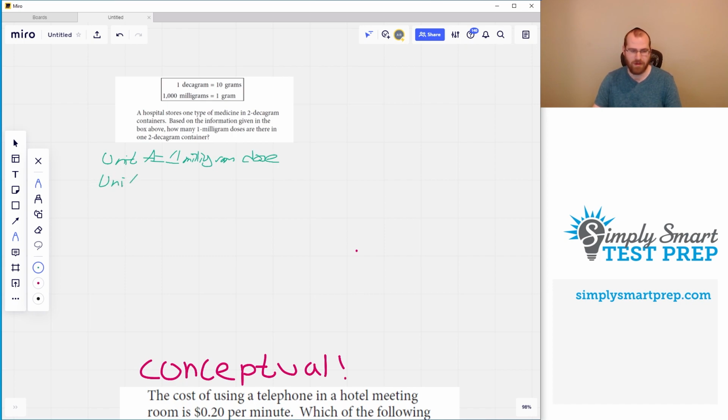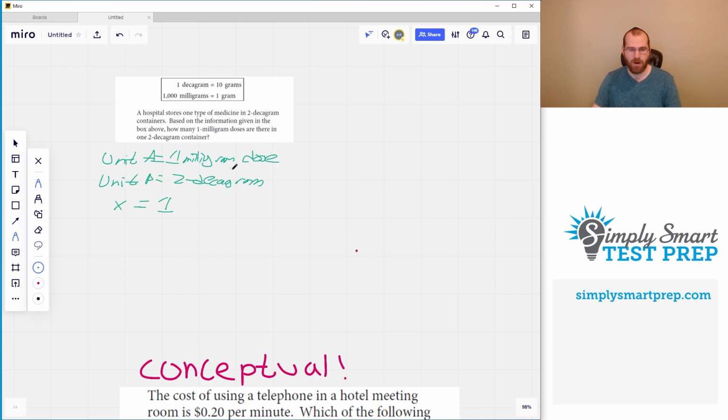Unit B. Here's where we see the unit is 2 decagram container. 2 decagram. So if you want to cancel out, let's say it was 2 on the top and 2 decagram container, you can't cancel those 2 out because the 2 is part of the unit, it's not part of the number. Okay, and we're going to see exactly how that works. And X is going to equal 1.